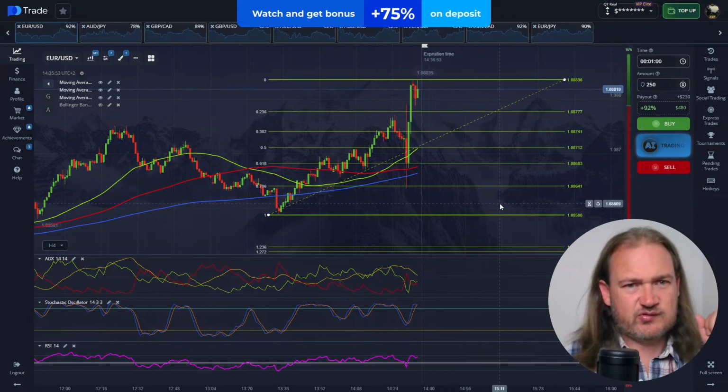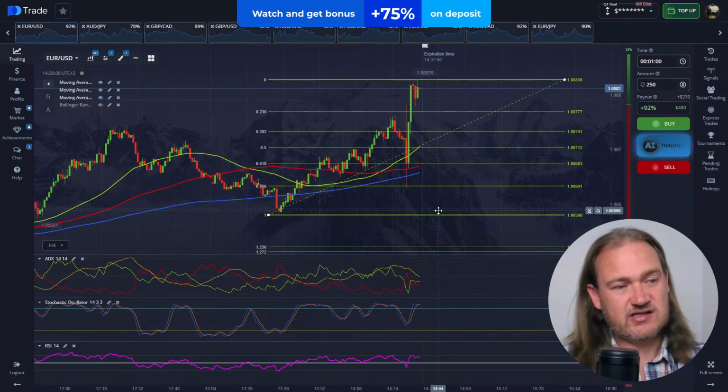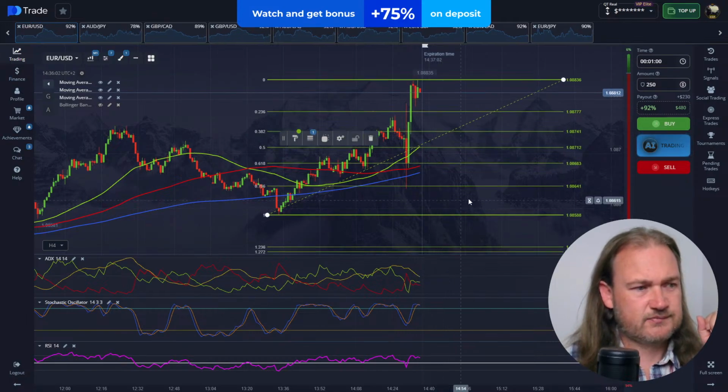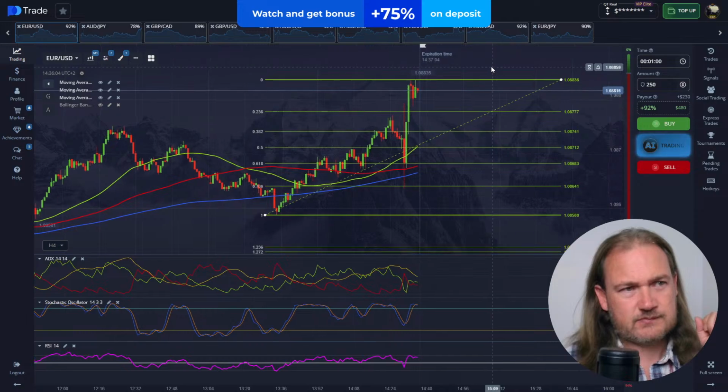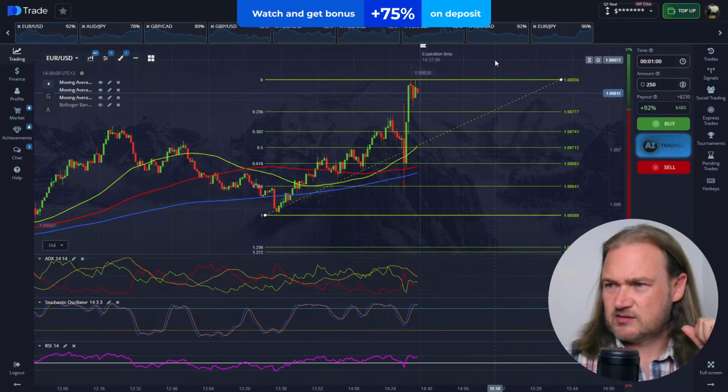But it looks like everybody has settled on, for now at least, that the dollar is weakening. So the news might not have been interpreted as that positive.